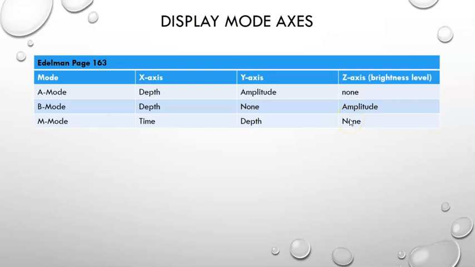You can see on M mode, you do see the brightness level, even though this summary by Edelman says that you do not. Okay, that concludes chapter 11.